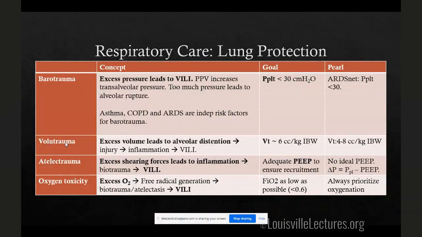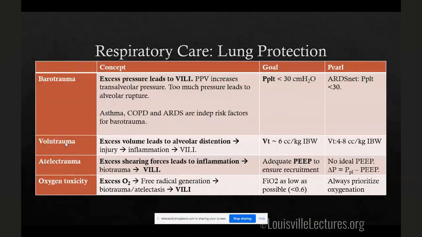Atelectrauma is probably the most dangerous, but unfortunately, there's really no way to know what the safe limits are. If you have constant shearing forces from the alveoli collapsing and opening repeatedly, that leads to more ARDS and injury. So we need to make sure we have adequate PEEP for recruitment, and that's the reason why we stay at a minimum of 5.